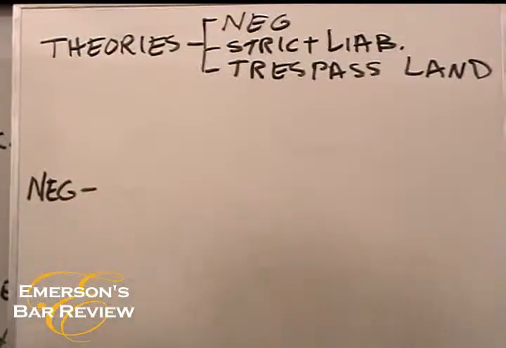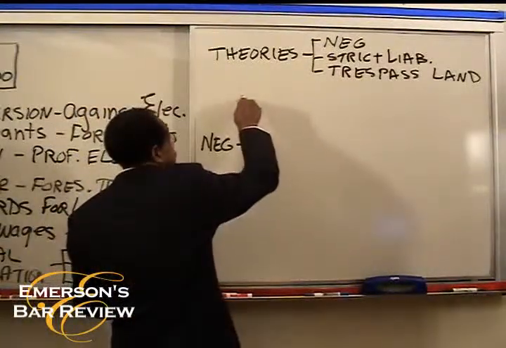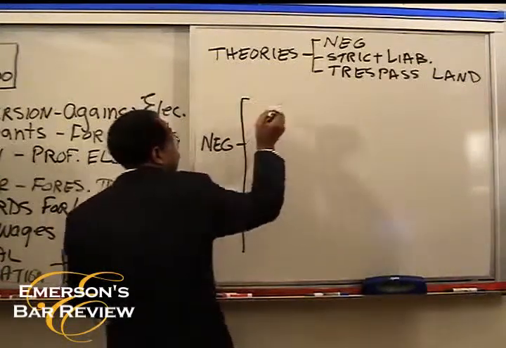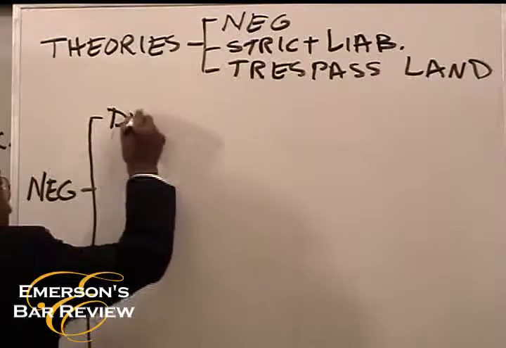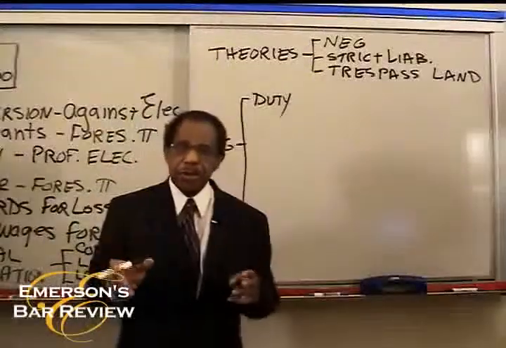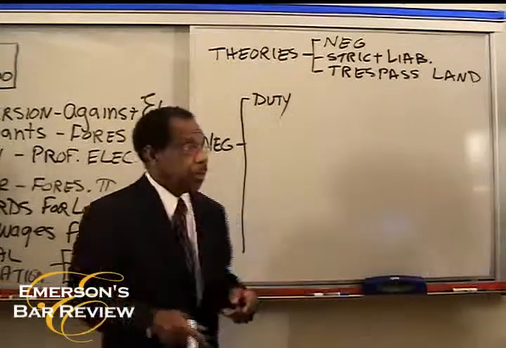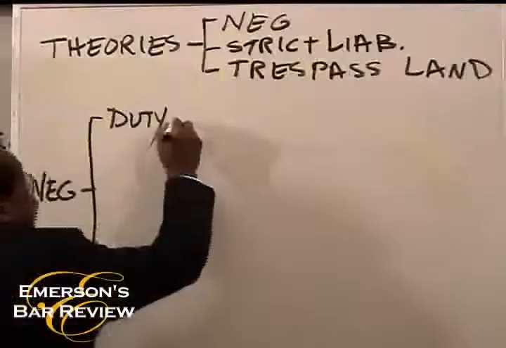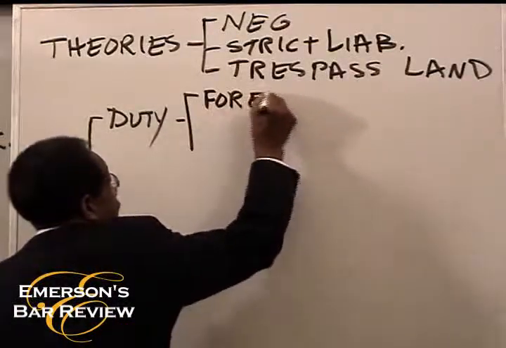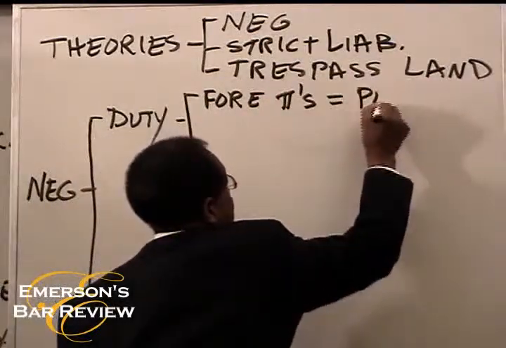For negligence, if Peter is suing Dan for negligence, we start with duty. Under duty, there are two things. One is to whom is the duty owed, and the other one is what duty is owed. And so here, to whom is the duty owed? It's owed to foreseeable plaintiffs. And you're going to have to prove that Peter is a foreseeable plaintiff.